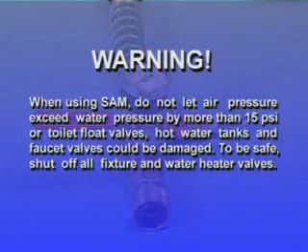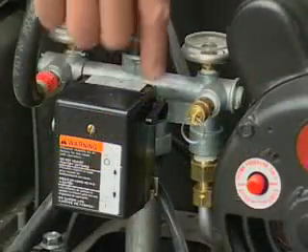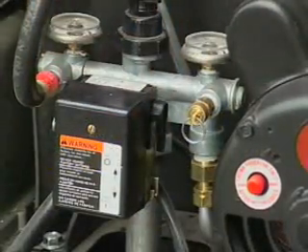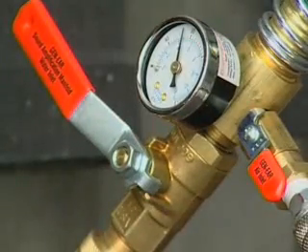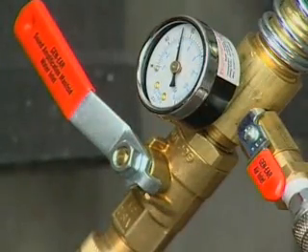Warning: when using the SAM, do not let air pressure exceed water pressure by more than 10 to 15 psi, or toilet float valves, hot water tanks, and faucet valves could be damaged. To be safe, shut off all fixture and water heater valves. Turn the compressor on and open the air valve on the SAM. This will amplify the leak noise during the leak location process.